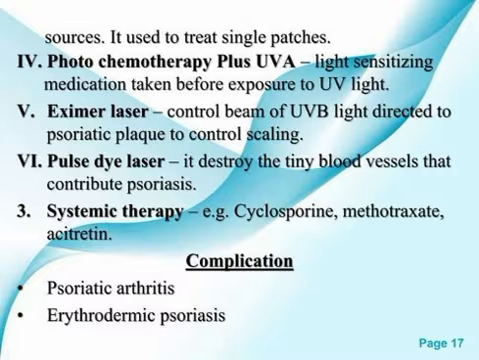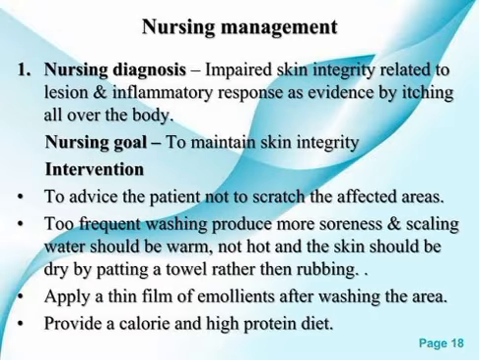psoriasis. Systemic therapy, for example cyclosporin, methotrexate, and acitretin. So these are some of the systemic therapies which are used to treat psoriasis. Some complications may also be involved with psoriasis. It includes psoriatic arthritis and erythrodermic psoriasis. Psoriatic arthritis is nothing but psoriasis accompanied by inflammation of the joints. So these are some of the complications associated with psoriasis.